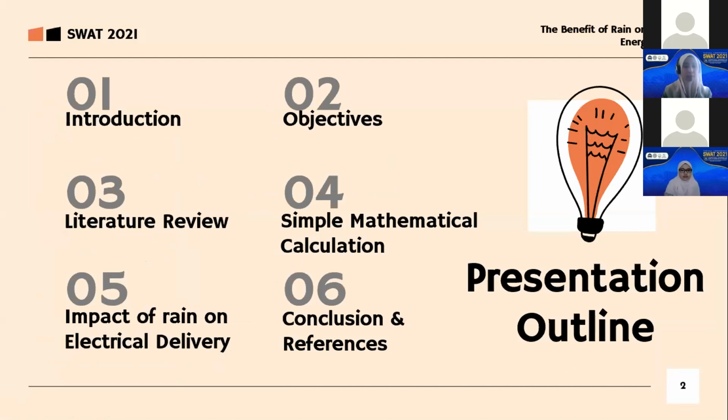Our presentation outline for today is: introductions and objective, literature review, simple mathematical calculations, and the impact of the rain on electrical delivery. And at the end, we have the conclusion and references.